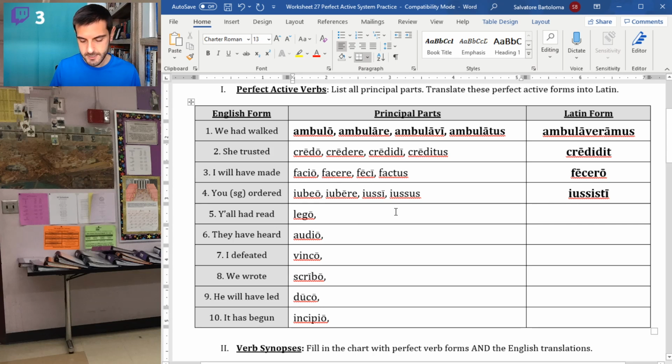Next verb is read, lego, legere, legi, and our fourth principal part is lectus. And by the way, these are coming from up here, right? There's no magical way to say, oh, it's lego, so it must be lectus. You just got to know them, right? And these are old vocabulary words for us as well. Lego, legere, legi, lectus, so we're going for leg as our stem. Y'all had read, so that is pluperfect, so eram, eras, erat. It's y'all, so eratis, legeratis.